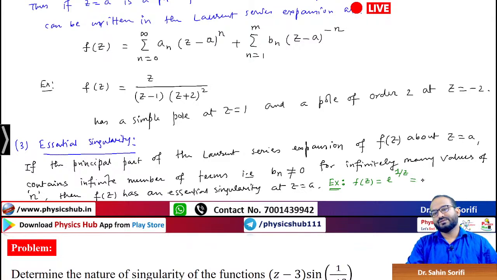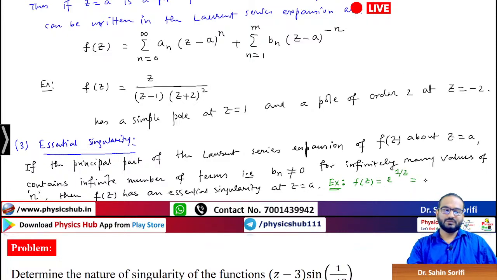So you see, what is the meaning of containing infinite terms? It means this will continue: 1 by z, 1 by z square, 1 by z cube, 1 by z to the power 4, z to the power 5, and so on up to infinity.